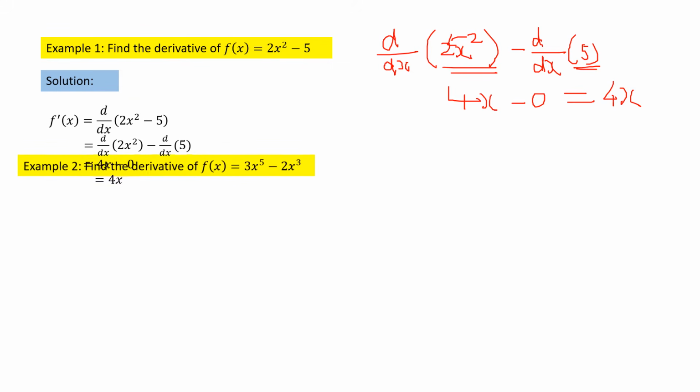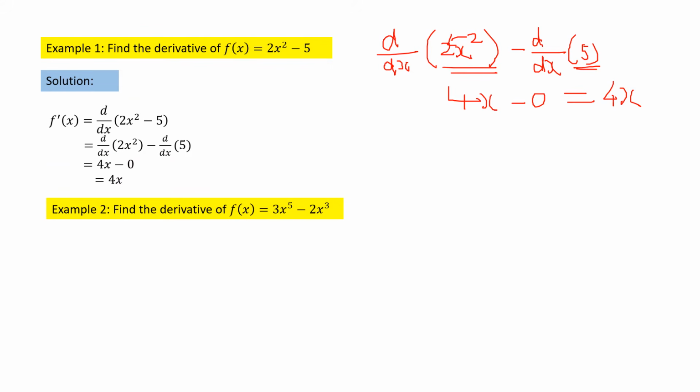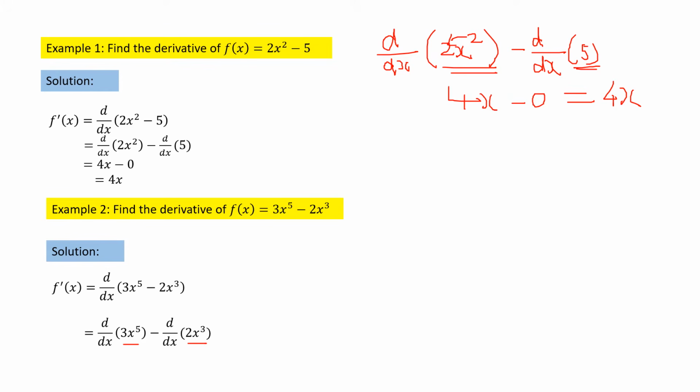Okay, let us see one more question. Find the derivative of f of x equal to 3x to the power 5 minus 2x to the power 3. Again, by splitting the given function into two terms, we will get d by dx of the first term 3x power 5 minus d by dx of 2x power 3. We will get 15x power 4 minus 6x power 2.